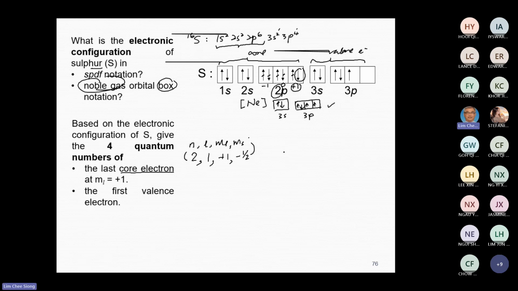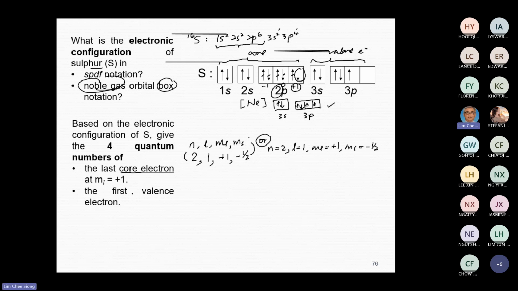Second format, you can choose either. You can write down n equal to 2, l equal to 1, ml equal to plus 1, ms equal to negative half. Up to you. Without brackets, doesn't matter. Okay, choose either one. So whichever one you prefer, choose that as a format.